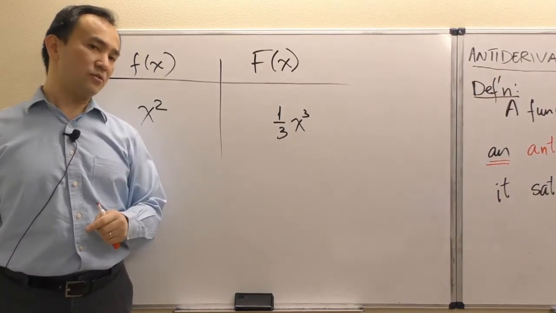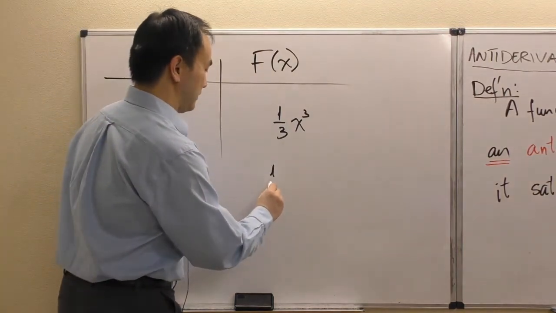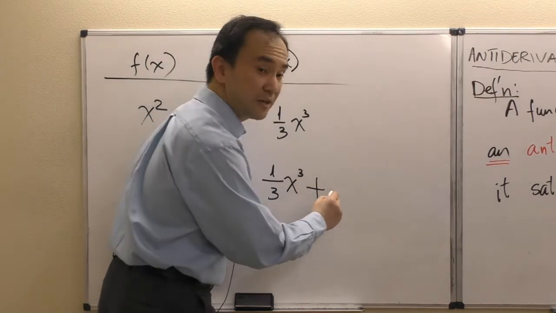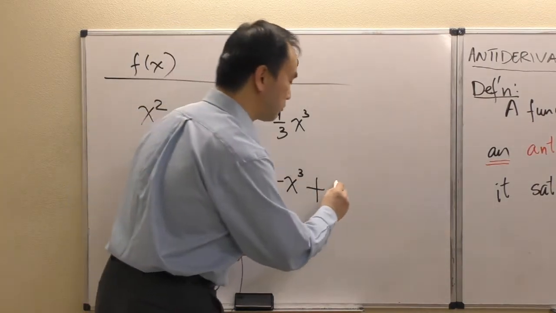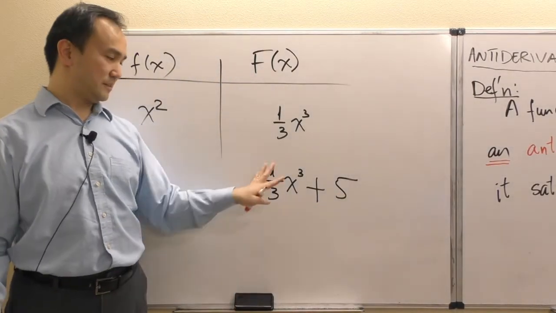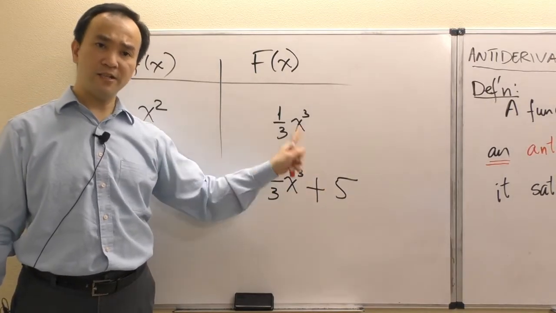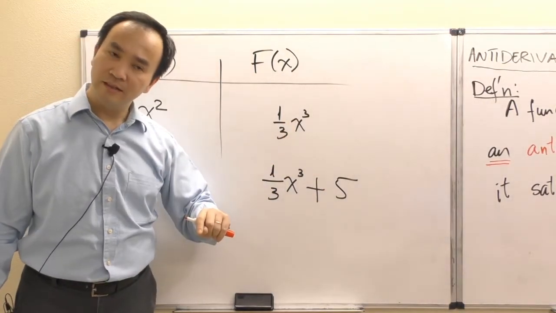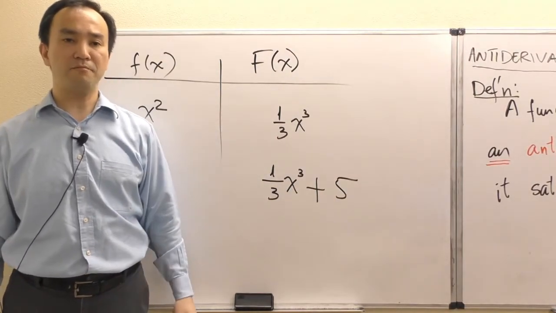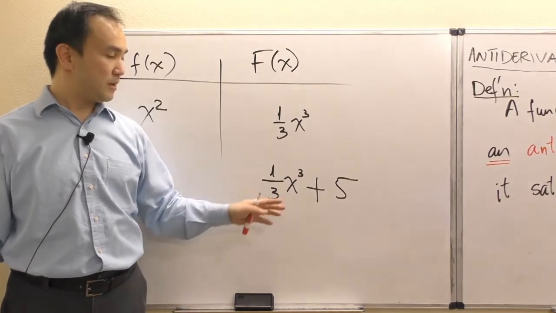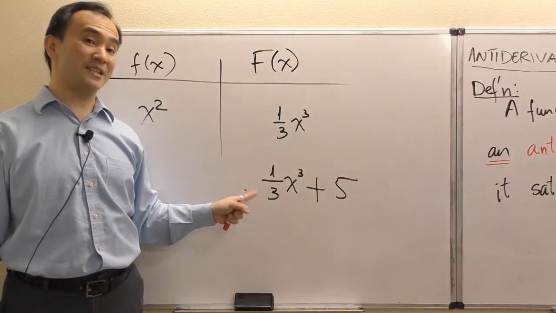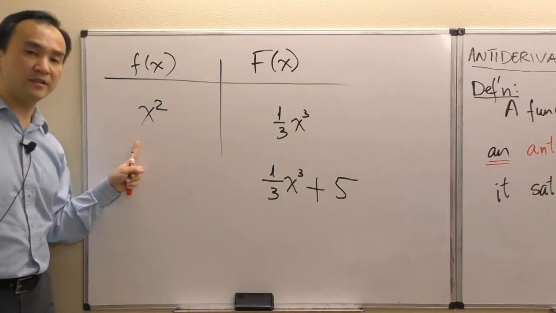But now let's look at another one. I highly believe you will agree immediately. How about 1/3 x cubed plus 5? This is not the same as 1/3 x cubed. It has that additional constant 5, which made it a completely different function. But I'm telling you, this is also an antiderivative, in other words another antiderivative, of x squared.